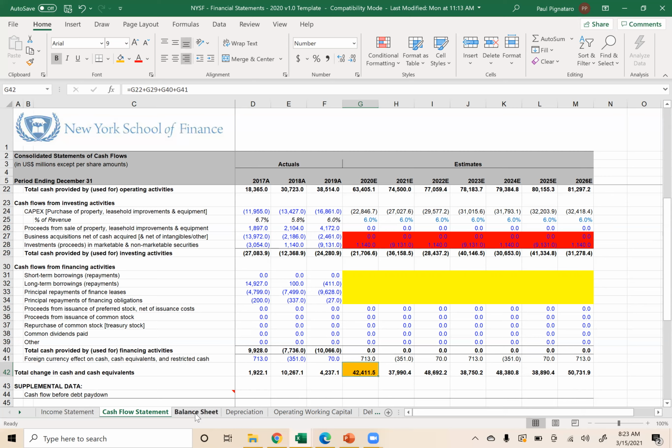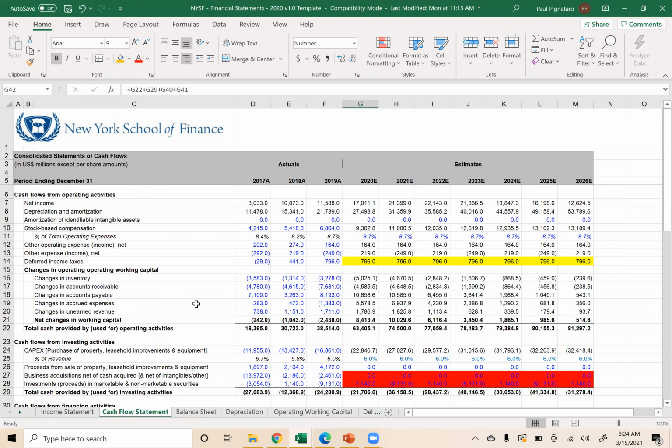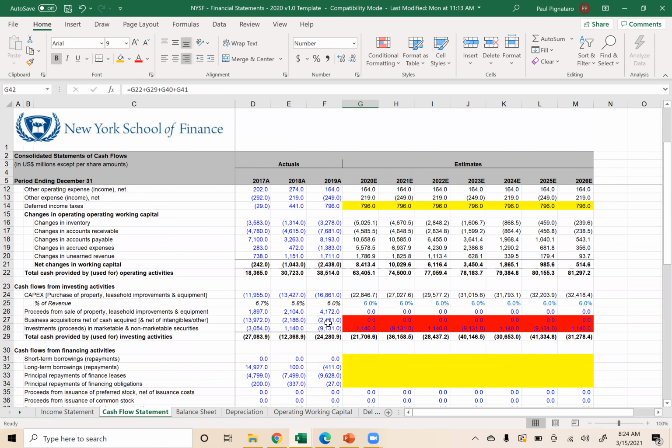Now, I see here, marketable securities. Is there any line item here that resembles marketable securities? I see right here, investments and proceeds in marketable securities. There we go.